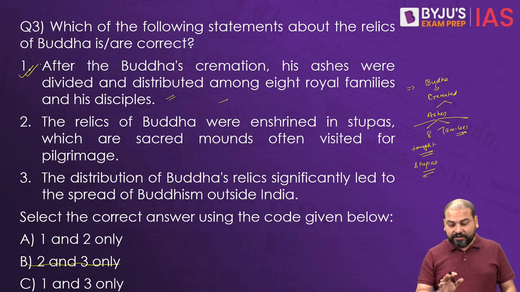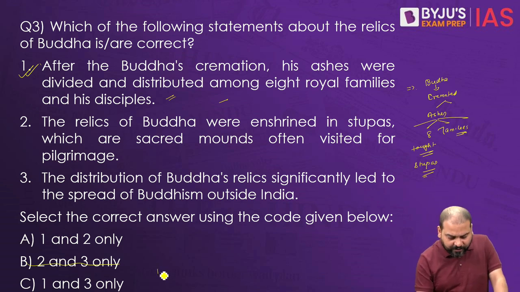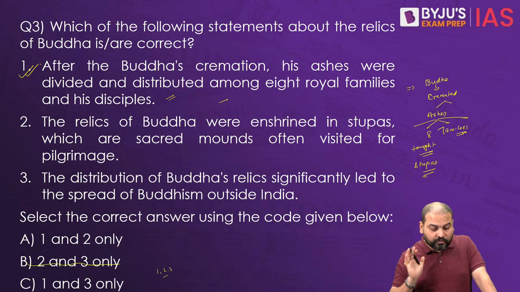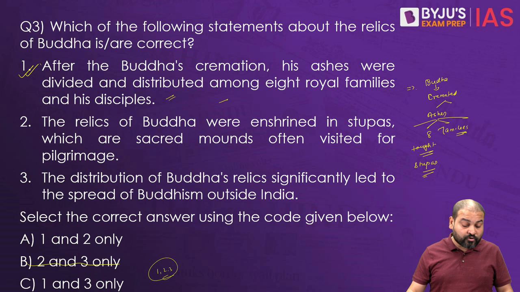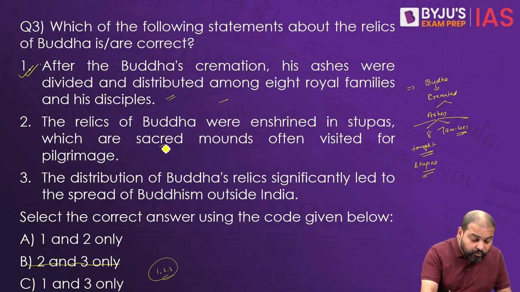I cannot see the D option. I think that would be 1, 2, 3 only. So I cannot see, and right now you cannot also see, but then let's assume it to be 1, 2, 3. Now statement number 2.